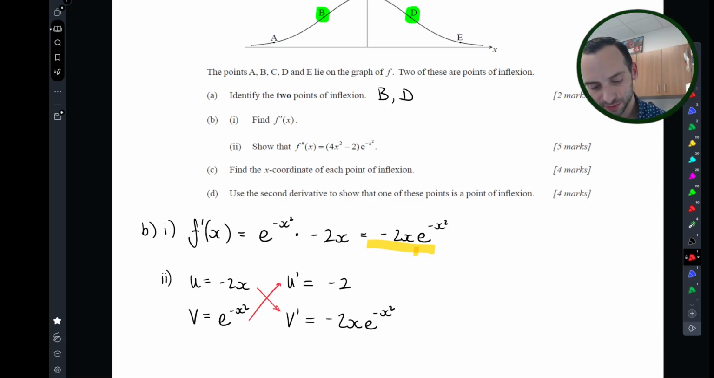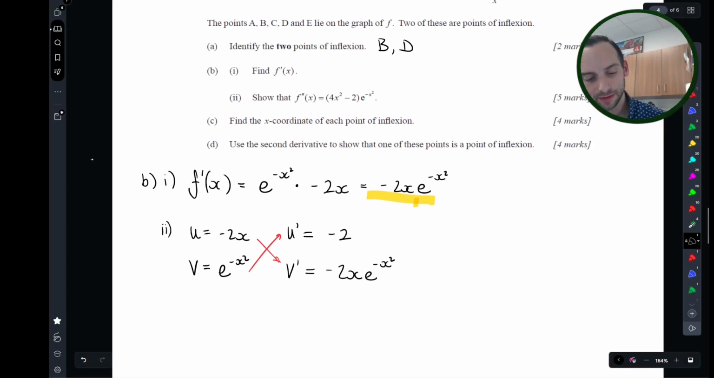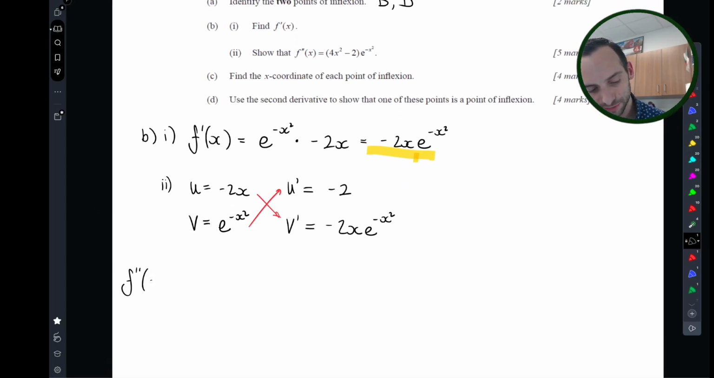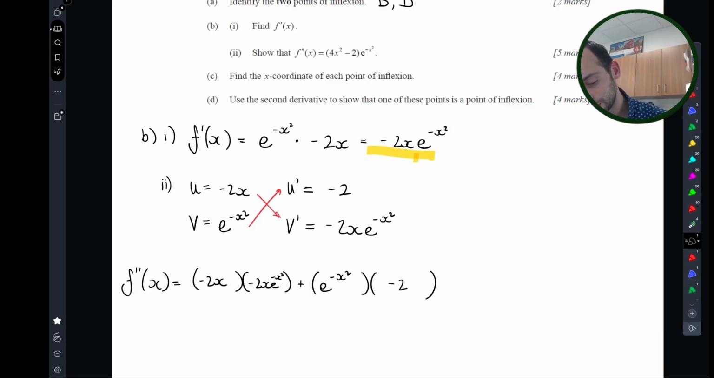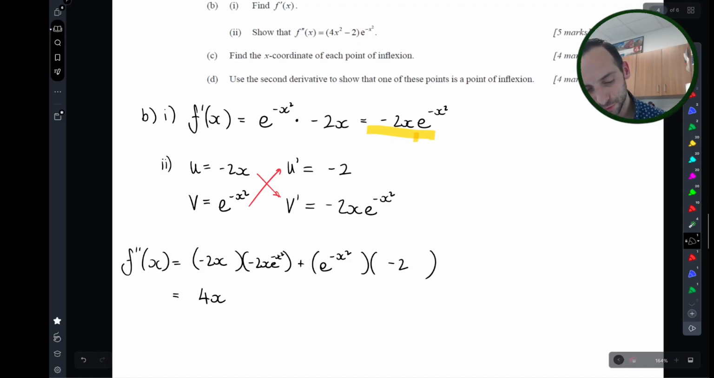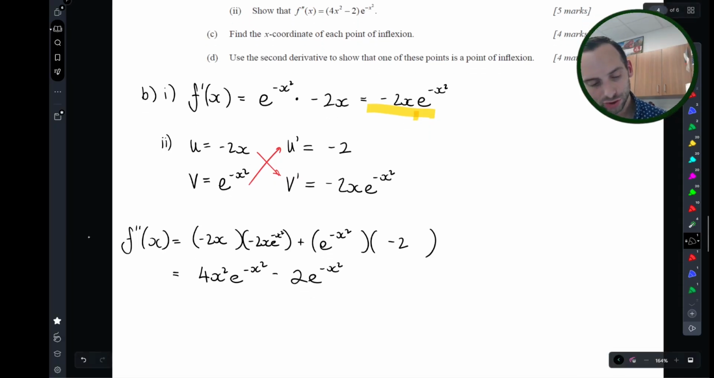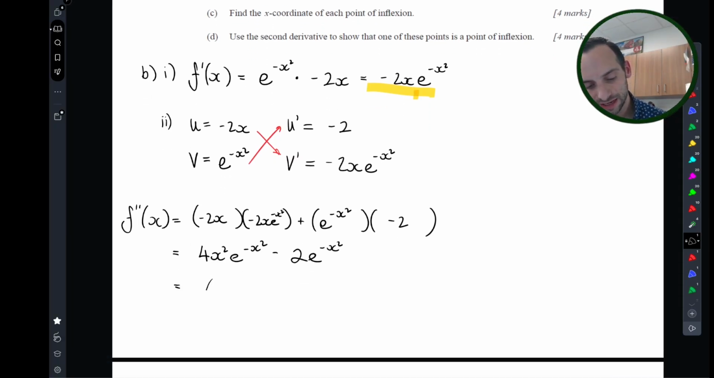We'll crisscross this over as we go to our product rule template, and we will arrive at our second derivative matching up with theirs, hopefully, once we've got our 4 parentheses, and we'll fill these in. Negative 2x times negative 2x e to the negative x squared, e to the negative x squared times negative 2. This should give us 4x squared e to the negative x squared minus 2 of those e terms, and to make it match theirs, we will factor out the e to the negative x squared at the back, giving us 4x squared minus 2 to complete our show that.